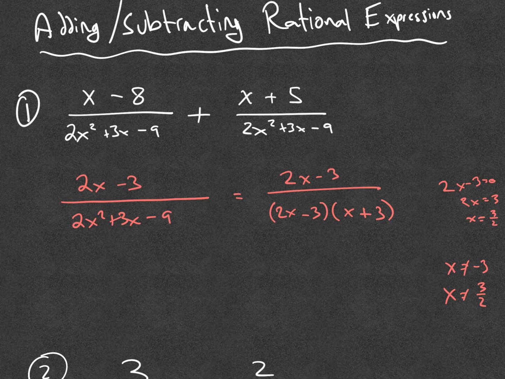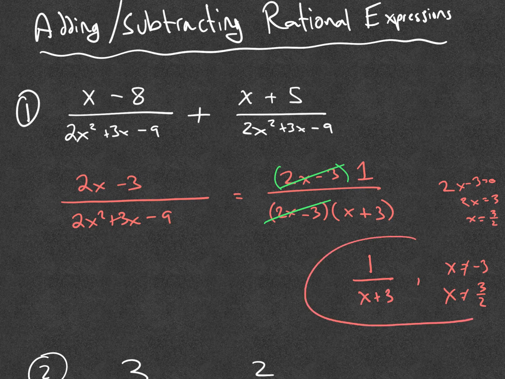I see that I've got the 2x minus 3 as a factor that's the same on the top and the bottom. We canceled everything from the top, so I'm going to need a 1 there. And so my final answer here will be 1 over x plus 3. And I include those restrictions with it, the values that made the denominator 0. And there we go.